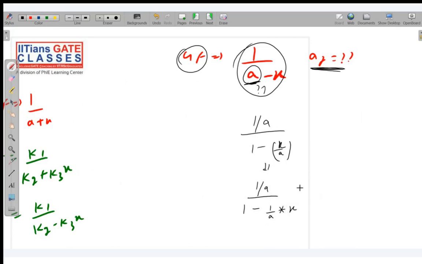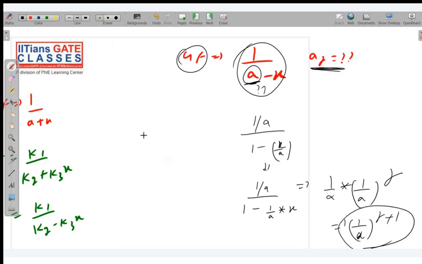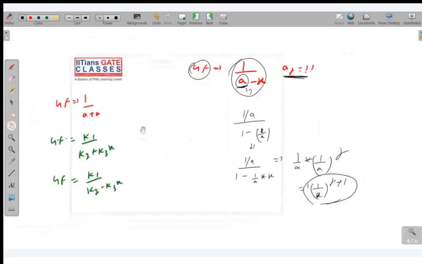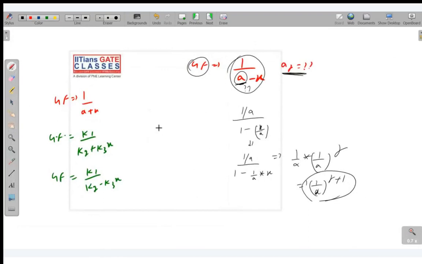Now please tell me the answer. What will be our answer? 1 by a into 1 by a power r. Yes, that's it. That is nothing but 1 upon a power r plus 1. So simple. Is it okay now? So I think you might have got the feeling of integration. That was the basic linking which I wanted to do. Now 1 upon a plus x: again 1 by a, 1 plus 1 by a multiplied by x.